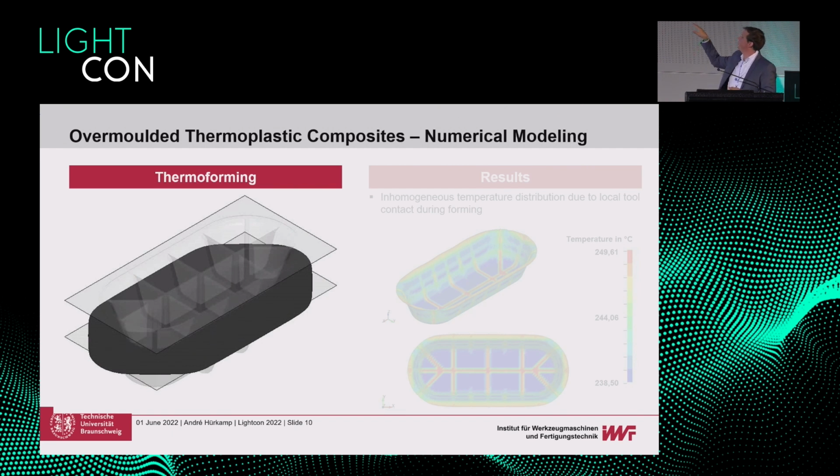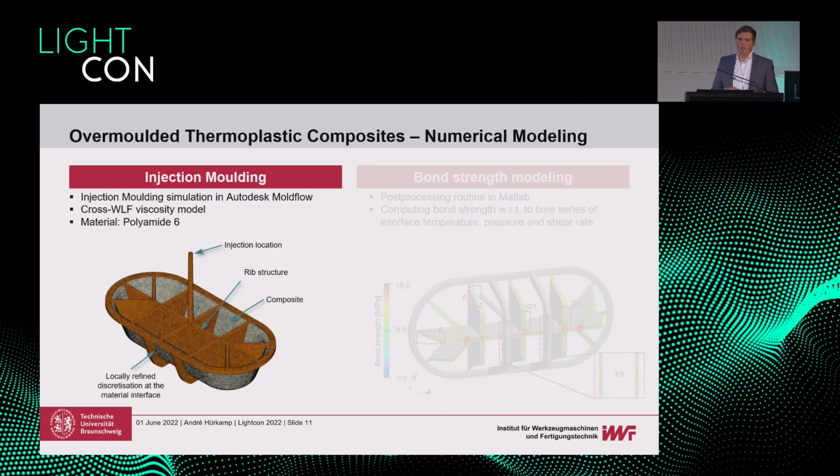And as you can see, in the center where the cavities are, we have very high temperatures, which is good because that's where the actual bonding occurs. But also on the sides, we can see that due to the movement of the organosheet, we have some temperature decrease, which is maybe leading to a poor bond strength. And then in the process chain, the second step is the injection molding, where we use, in our case, Autodesk Moldflow.